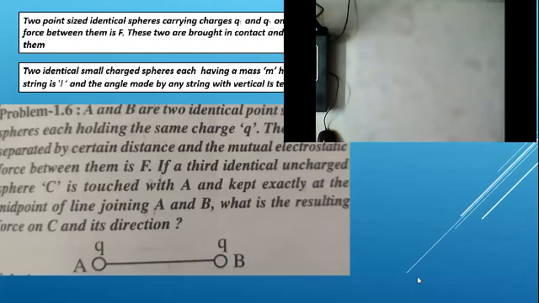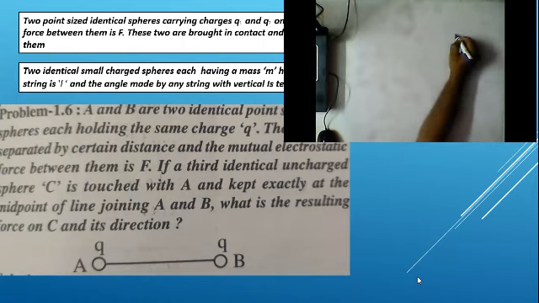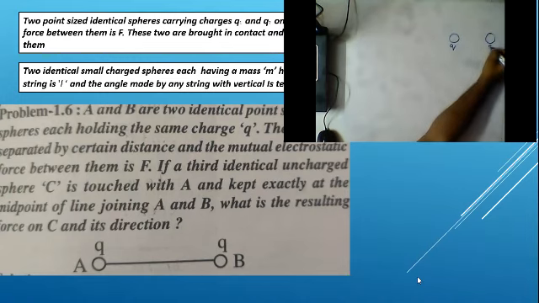Right now we will go to the next question. The next question is a very interesting one, guys. Why interesting? Because initially A and B are two identical point-sized charged spheres, each holding the same charge. The sphere is the same as well as the charge is the same. You can write the point here. This is one sphere, it is having Q. It is having another sphere, Q.